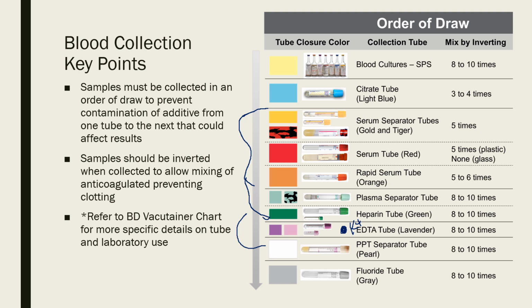So you have to look at what your order of draw is and memorize this order of draw, because you don't want anything to come into play that could affect your test. In addition to the order of draw, there may be requirements of how many times you need to actually invert that tube to mix up that anticoagulant.